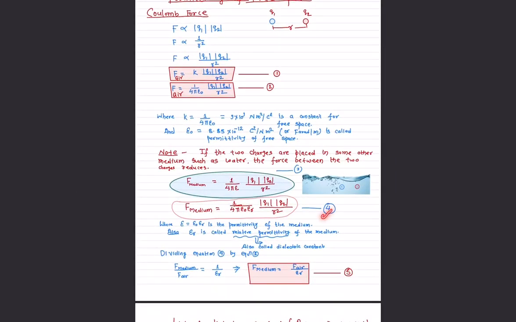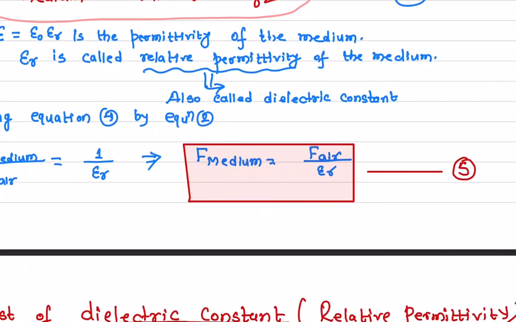Now if you look at these two equations, equation number 4 and equation number 2, and if I divide equation 4 by equation 2, we get a very simple equation: F medium is given by F air divided by epsilon r. Now this tells you something much more significant. What does this equation tell you?